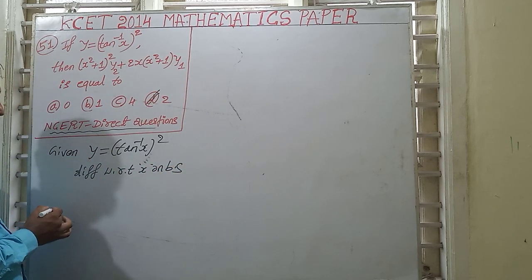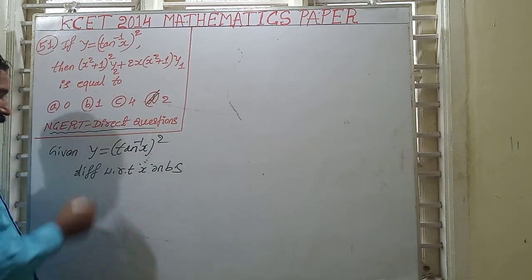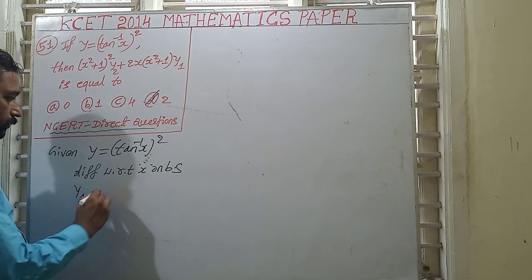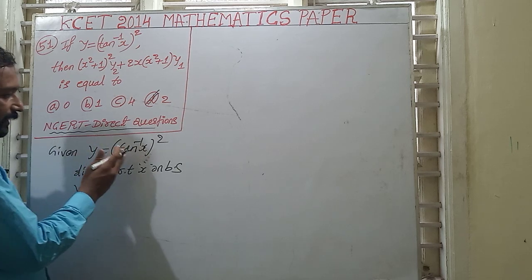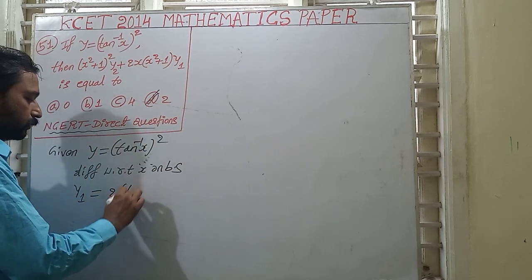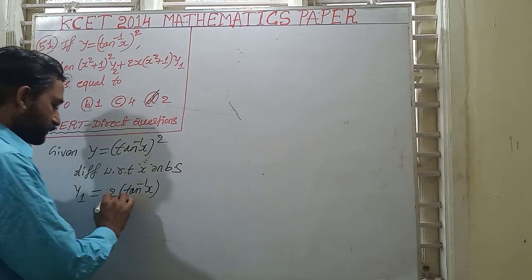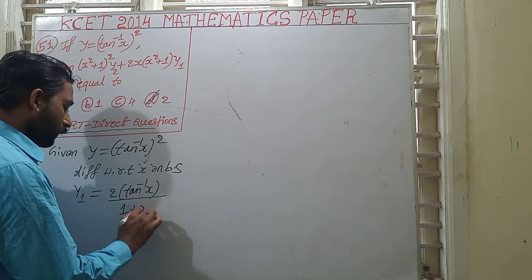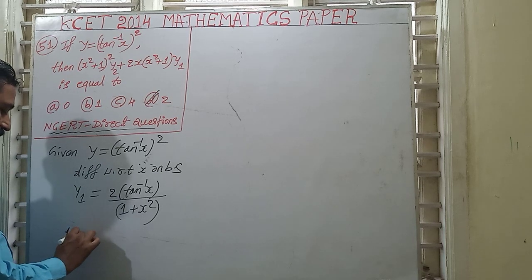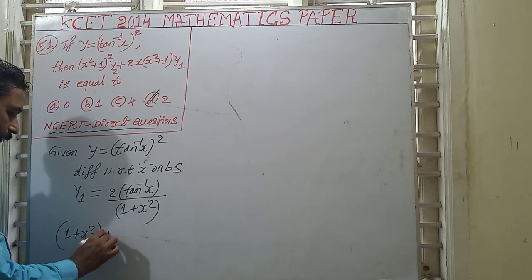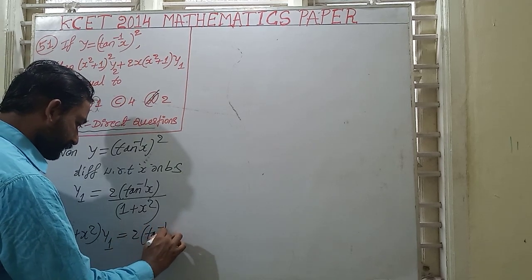Differentiating y with respect to x gives y1. Here y1 is the first derivative, y2 is the second derivative. So y1 is equal to, this is chain rule, apply the chain rule on the right hand side. First, (tan inverse x) whole square, differentiate: 2 into tan inverse x, and again differentiate tan inverse x, 1 divided by 1 plus x square. So by cross multiplication we get (1 plus x square) into y1 equal to 2 tan inverse x.